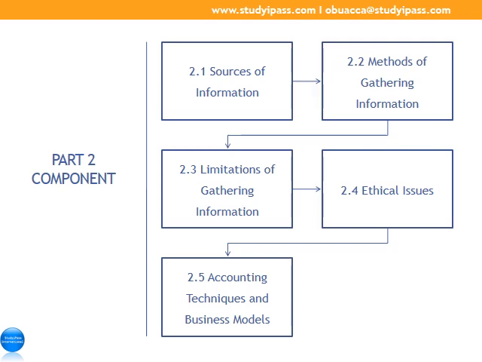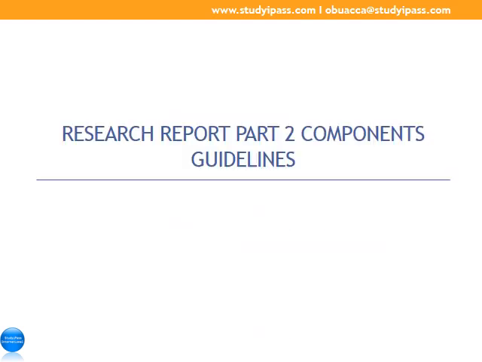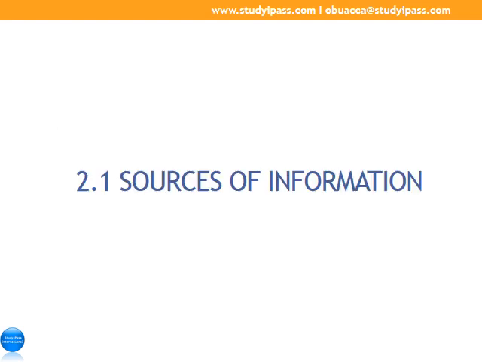Remember, to pass the research report part 2 for topic 17, you need to pass each of these components. Let us look at how to pass each component of the topic 17 research report part 2. The first component we look at is 2.1 sources of information.